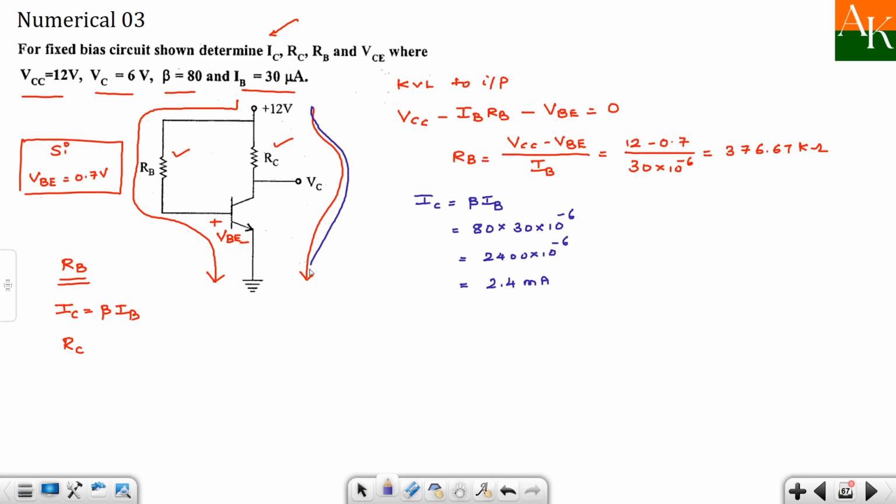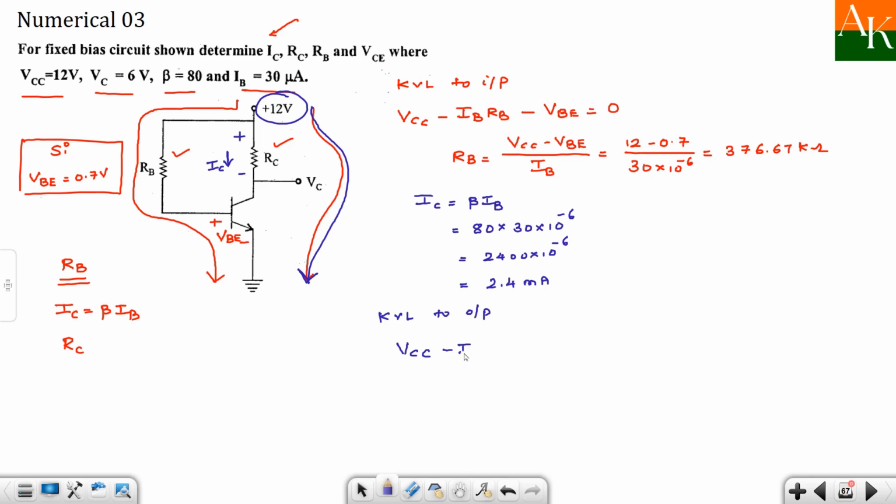Now we'll apply KVL to the outer loop. So we'll write KVL to the outer loop, or you can say the collector emitter loop. You can start at this point. So this voltage is VCC. You proceed ahead. Here the current is IC, flowing downward, and you will have the voltage drop across the RC as mentioned over here.